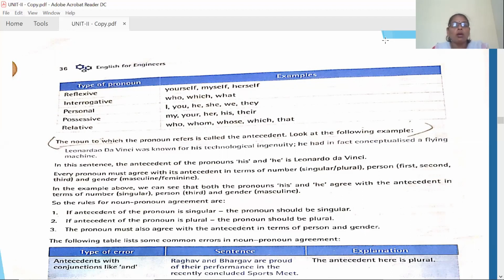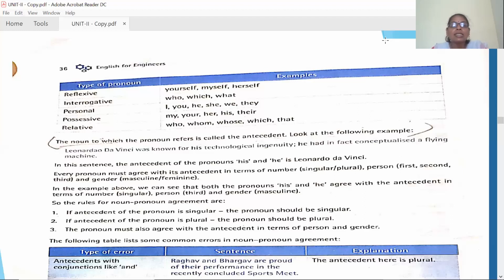Now let us see the agreement between them. The noun to which the pronoun refers is called the antecedent. Now we'll go with one simple example so that you can understand it thoroughly. Leonardo da Vinci was known for his technological ingenuity. He had, in fact, conceptualized a flying machine.